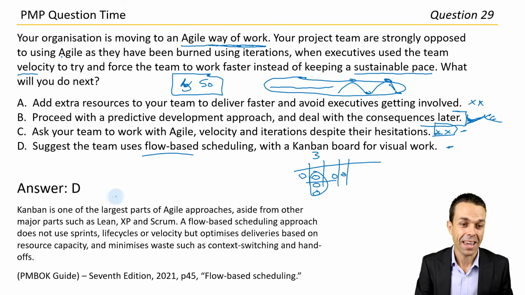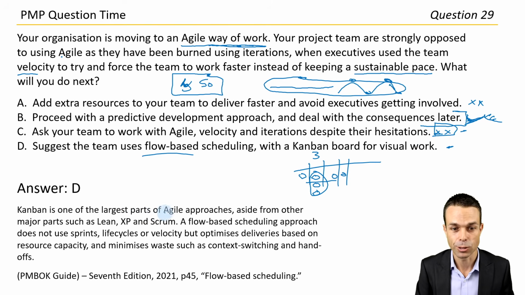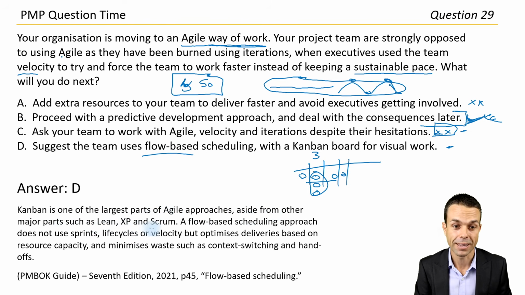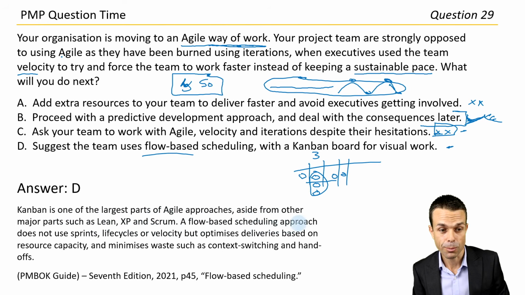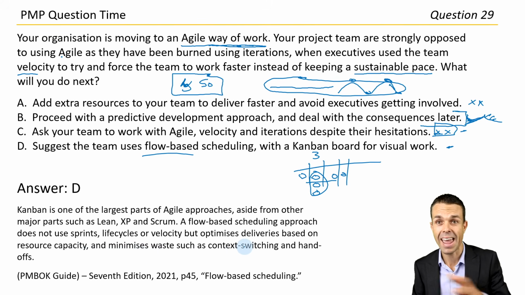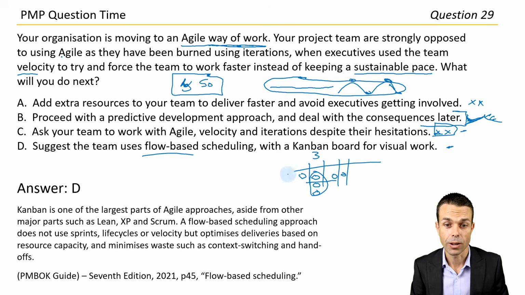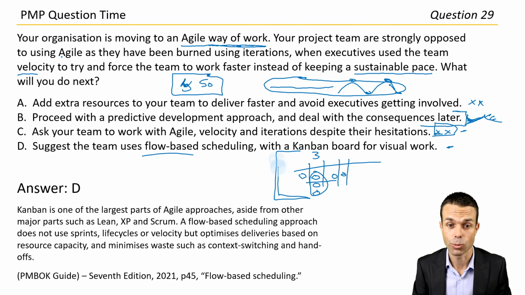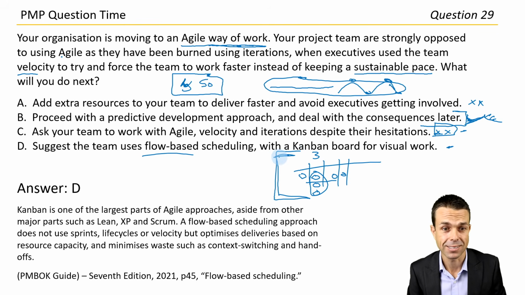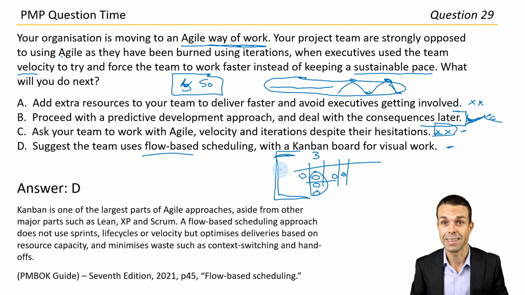And there it is. Kanban is one of the largest parts of agile approaches, aside from other major parts such as Lean, Extreme Programming, and Scrum. A flow-based scheduling approach does not use sprints, velocity, or life cycles, but optimizes deliveries based on resource capacity and minimizes waste, such as context switching and handoffs between different people. So again, we sort of described how that happens with Kanban there, which is pretty cool. And you can use that in the real world. Very, very handy stuff.